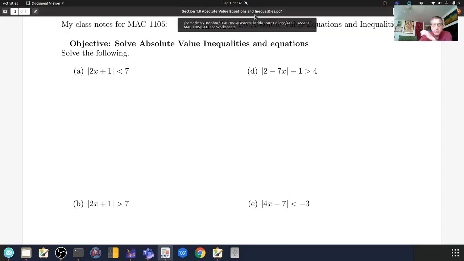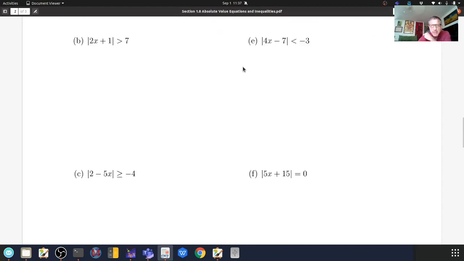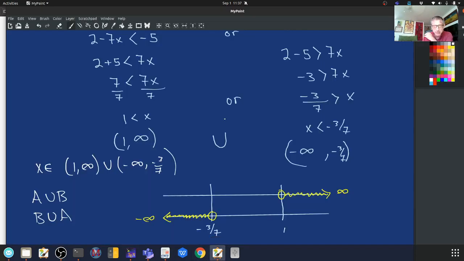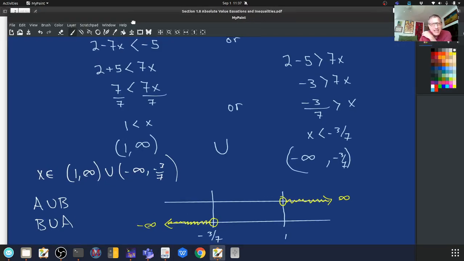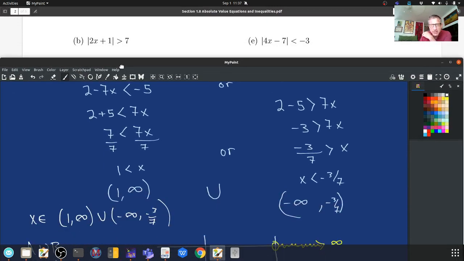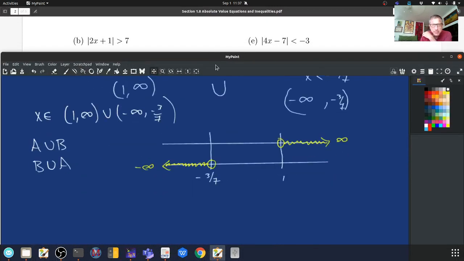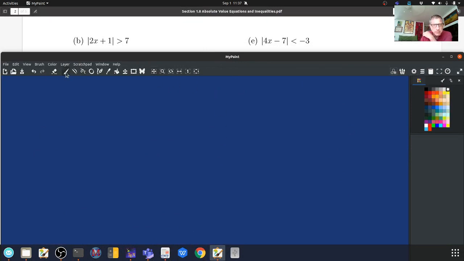So let's do number E. Now number E is one we can do by just applying mathematical reasoning. Can't see my top bar hardly. Oh, right there, we go. So this is 2e. So I have the absolute value of 4x minus 7 is less than minus 3.